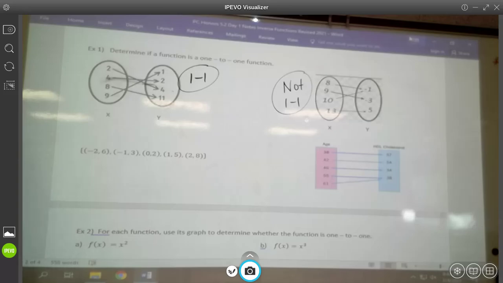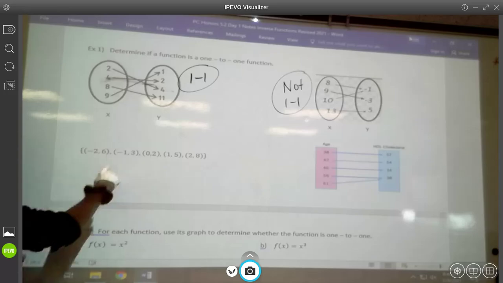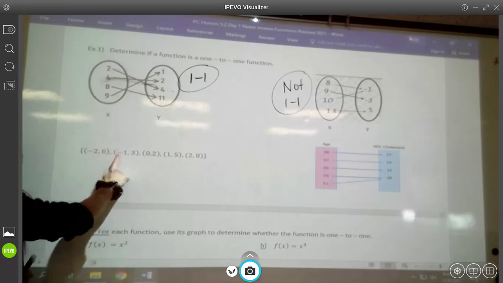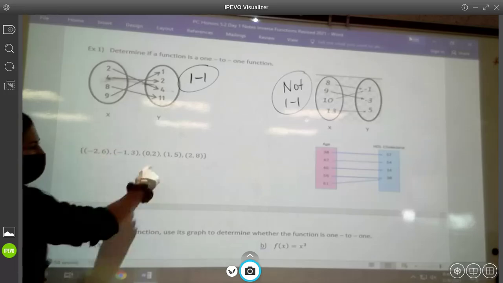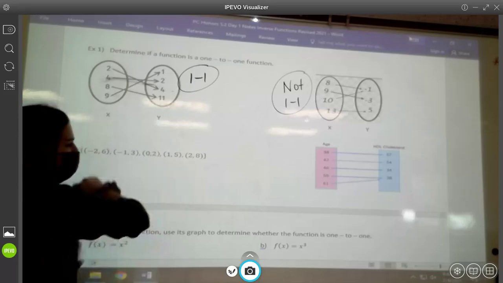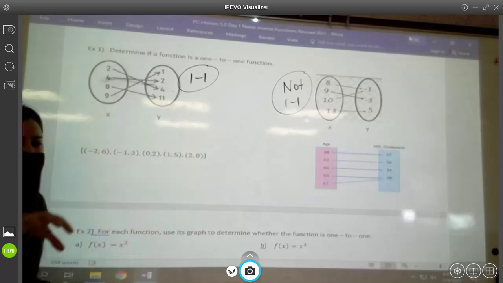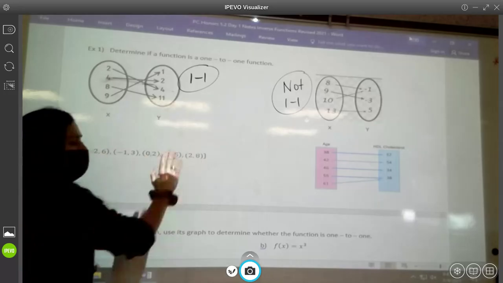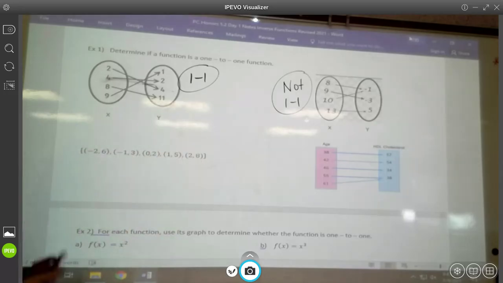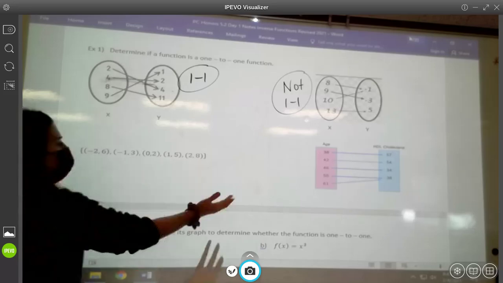Okay. All right, look here. Look at this function. This function says when -2 goes in, a 6 comes out, a -1 goes in, a 3 comes out, a 0 goes in, a 2 comes out, a 1 goes in, a 5 comes out, a 2 goes in, an 8 comes out. Look at all your x's. Every single x is different. So that means each x is only used one time and it doesn't repeat. That's a function.